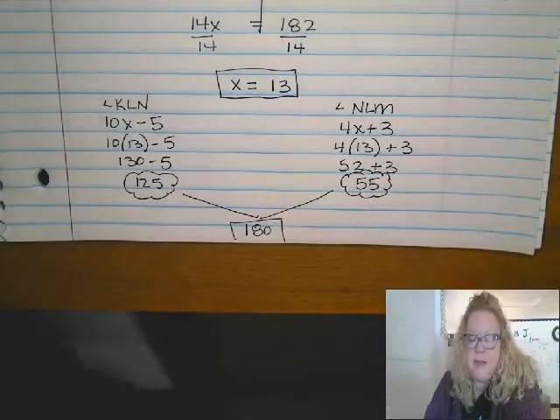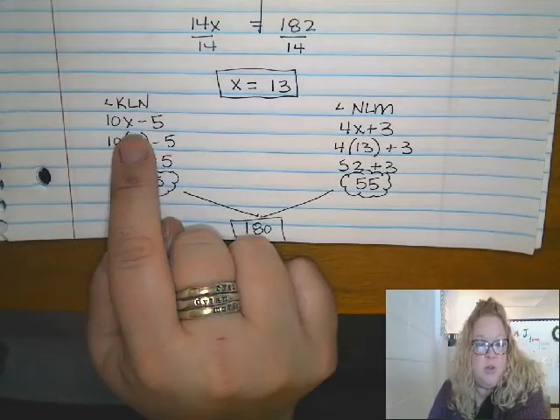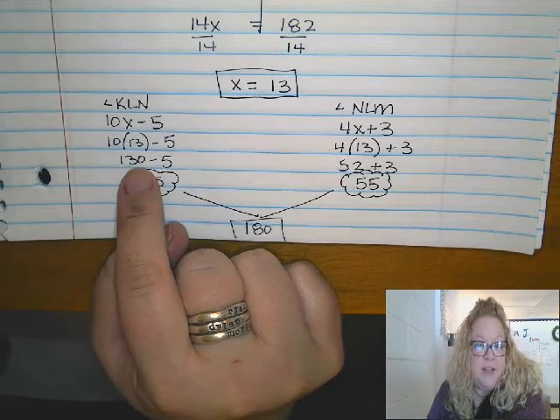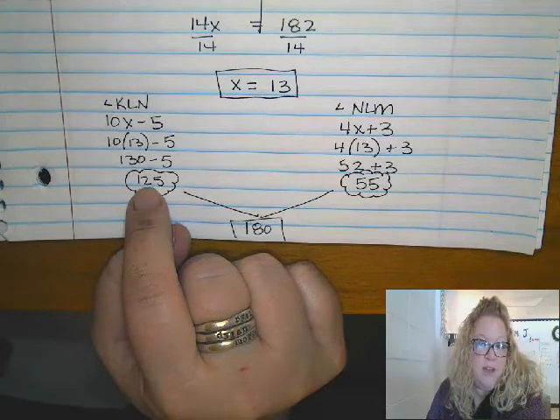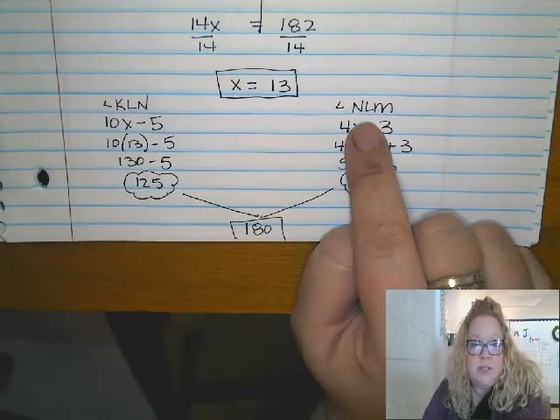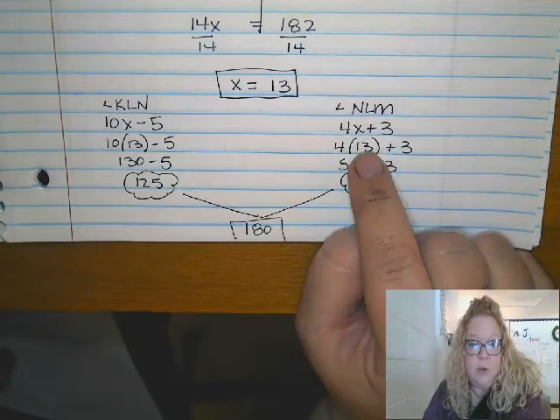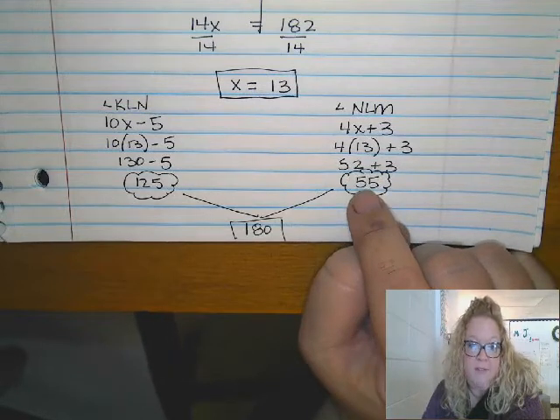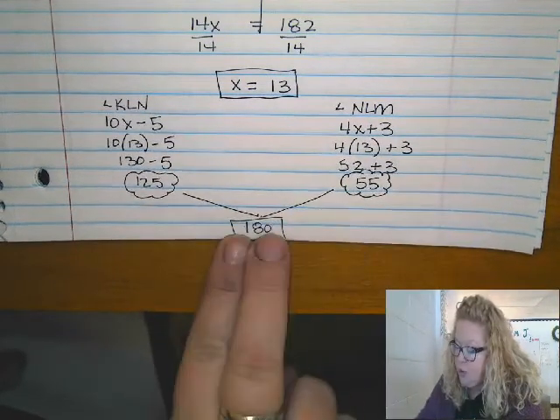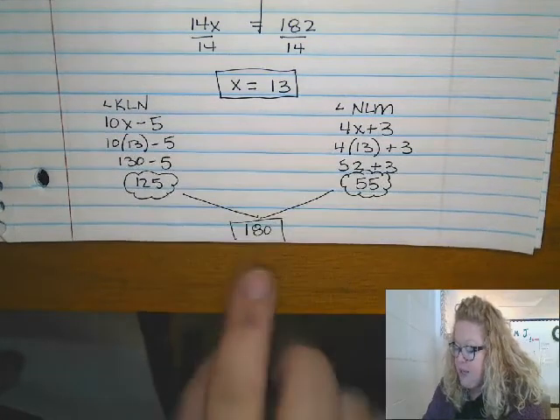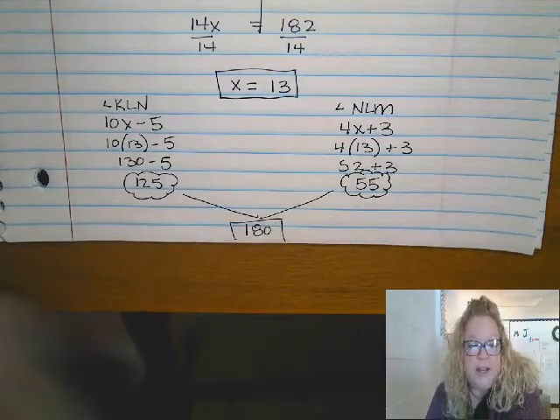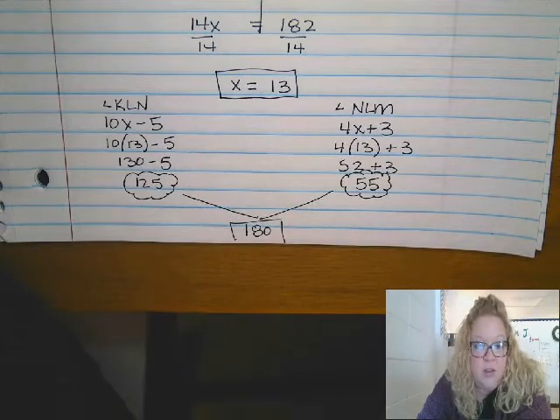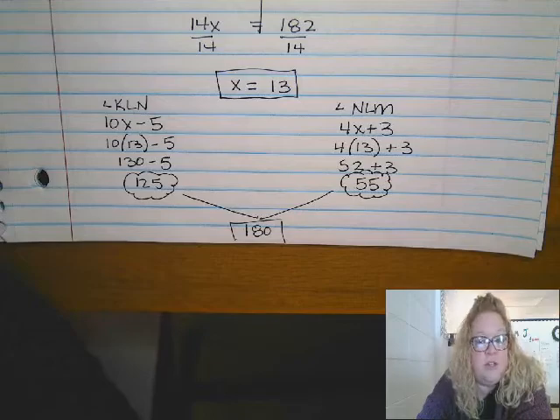So here's the example of that. Remember that first angle was equal to 10x minus 5. So I put 13 in, I multiplied, and then I subtracted, and I got 125. The other angle, if you remember, is 4x plus 3. So I replaced again the 13, which we found. I multiplied, and I added, and I got 55. I also did a quick little double check. If I add both of these together, it should equal 180, and it does, which is a good thing because remember, it makes a straight angle or a straight line, which is 180 degrees.